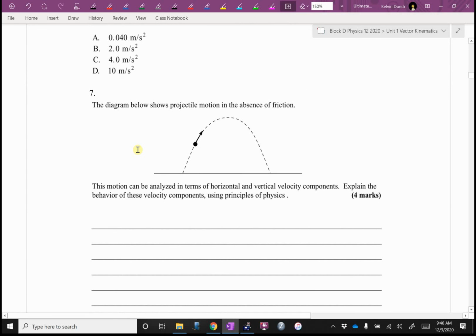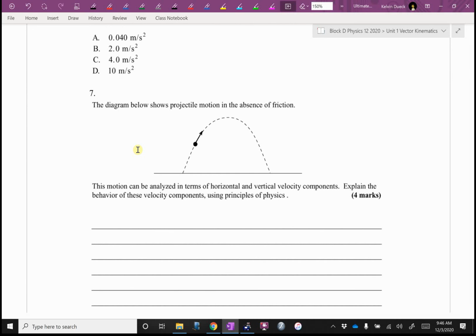So take a look at number 7. This is an example of a using principles of physics question. Sorry, I'll wait till you're with me. Back with me now, Sean? Because I'm explaining stuff about the test, so you might want to pay attention, just saying.